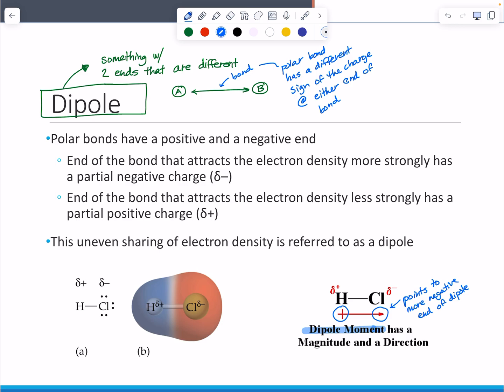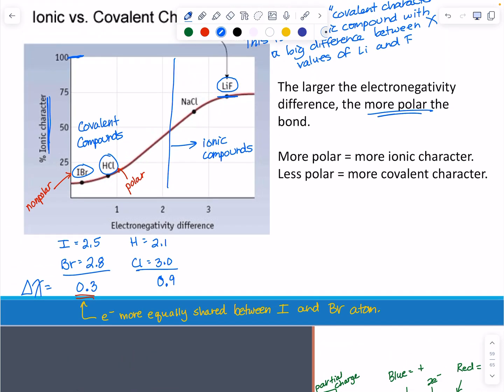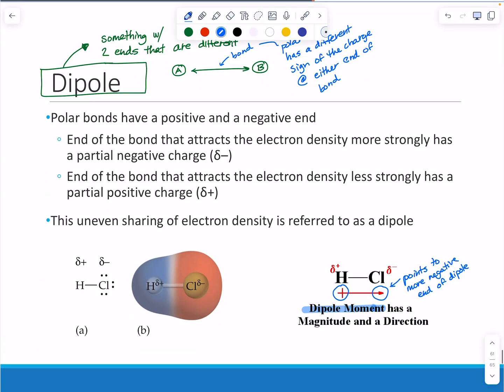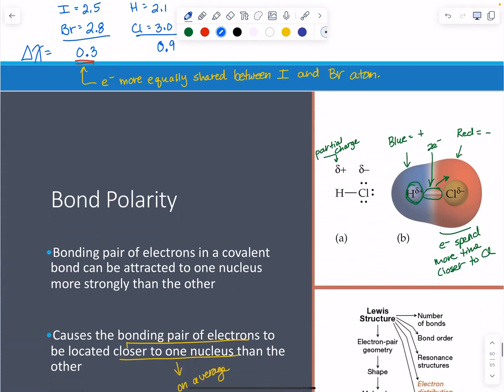All right. So we had hydrogen and chlorine, so 2.1 and 3.0. Let's talk about a bond between carbon and oxygen. So let's go carbon bonded to oxygen. So if we go back here, carbon's 2.5, oxygen's 3.5.